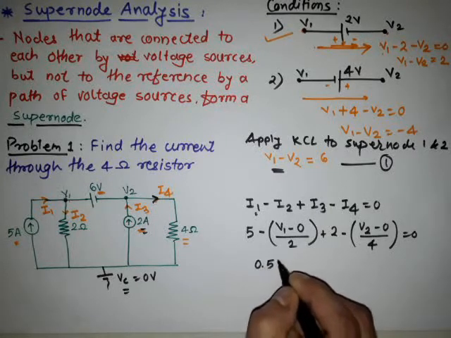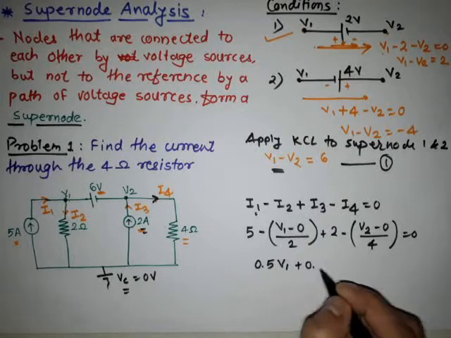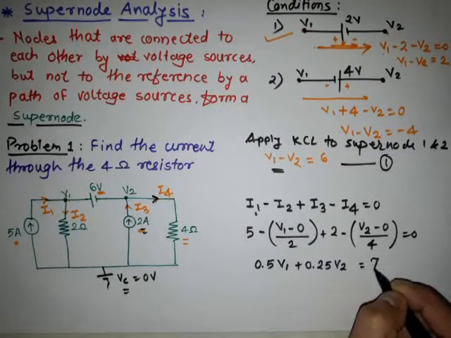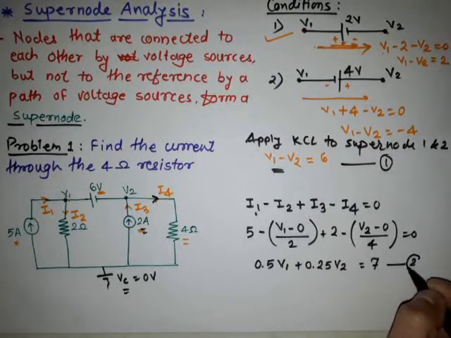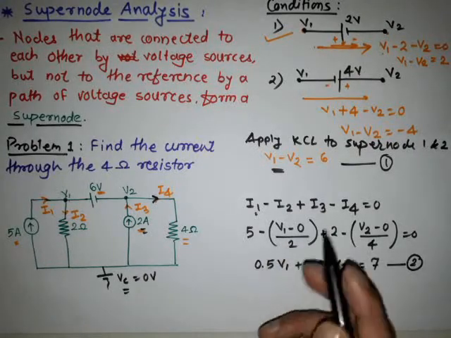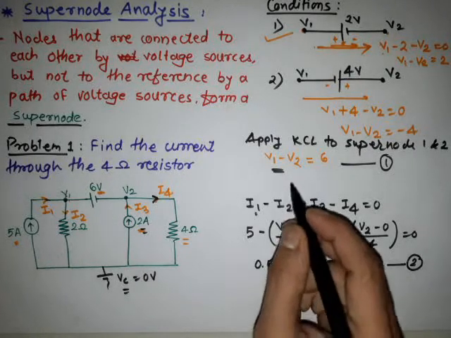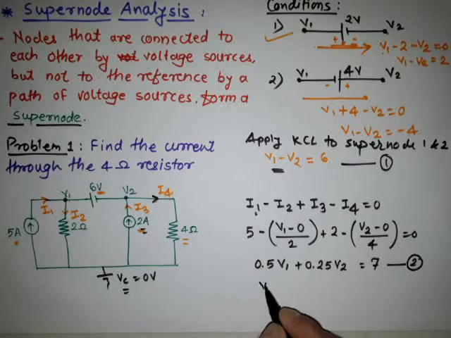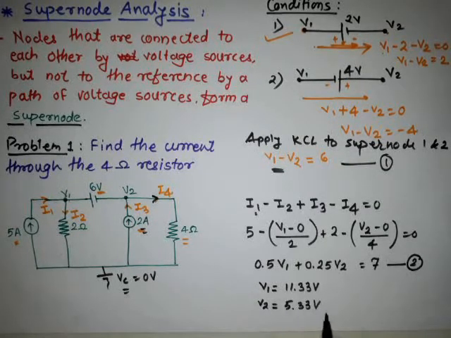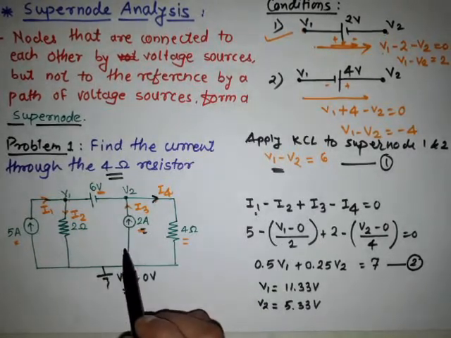It is 0.5 V1 plus 0.25 V2, which is equal to 7. Suppose this is the second equation, and by solving the first and the second equation in the scientific calculator, we get the values of V1 and V2 will be like this. V1 is equal to 11.33 volt and V2 is equal to 5.33 volt. But the question is, we have to find the current through the 4 ohm resistor.